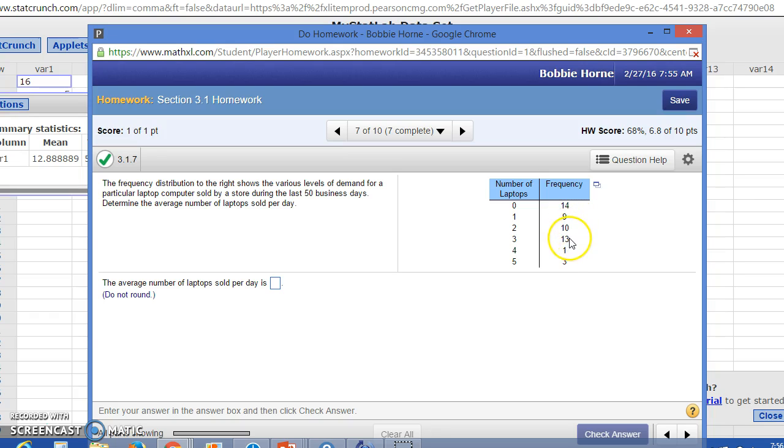So 23, 33, 46, 47. You have 50 numbers. But this is a quick way to write 50 numbers. So you would multiply these, get a total, and divide by the number 50. Of course, you can do this in StatCrunch.